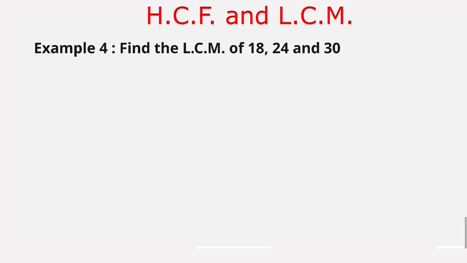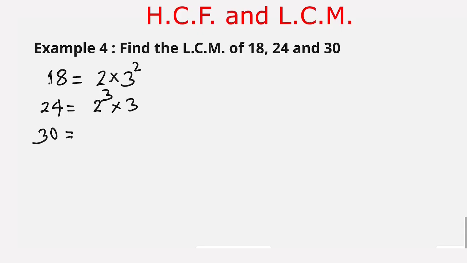Now we will first factorize the given numbers into prime factors. 2 times 9, and 9 is 3 to the power 2. So the prime factors of 18 are 2 multiplied by 3 to the power 2. Now the prime factors of 24. It is 8 times 3 and 8 is 2 to the power 3. So the prime factors of 24 are 2 to the power 3 multiplied by 3. Now the prime factors of 30. The prime factors of 30 are 2 multiplied by 3 multiplied by 5.